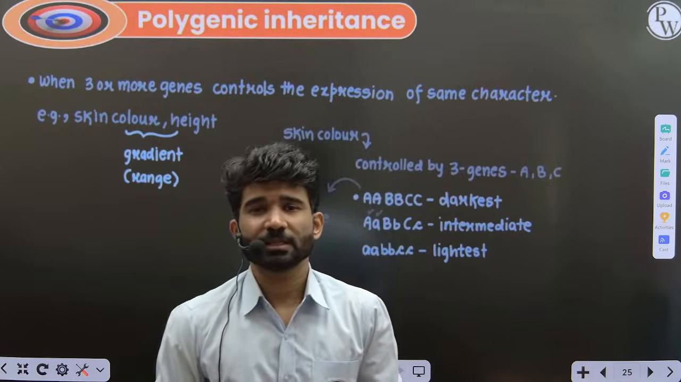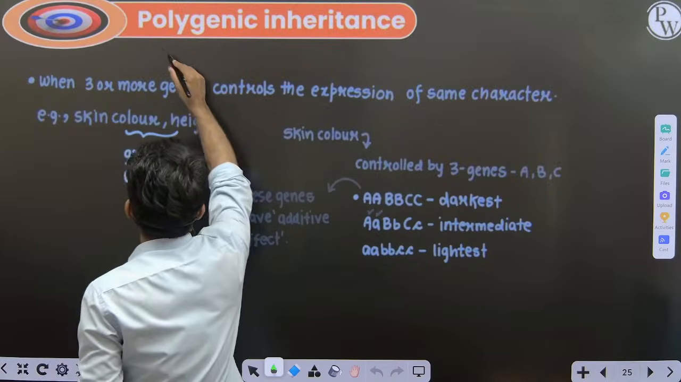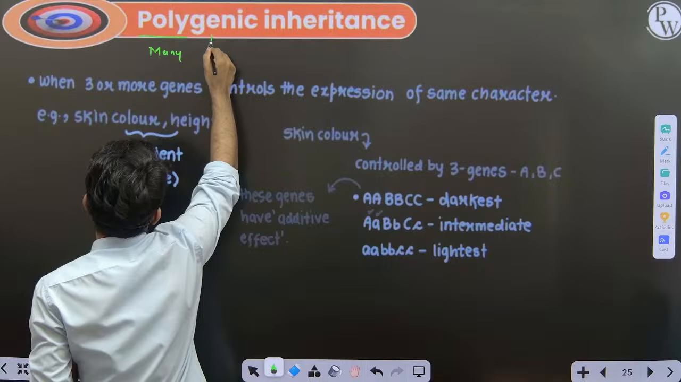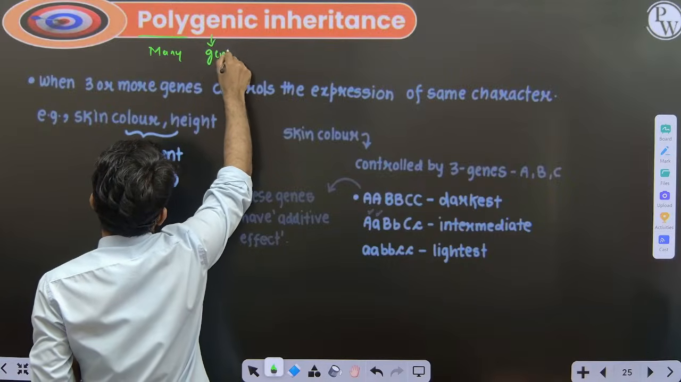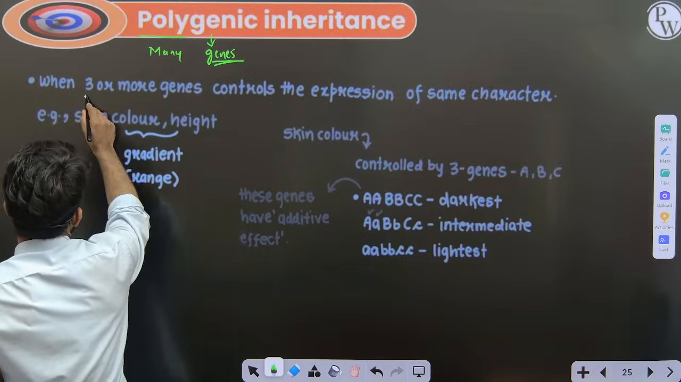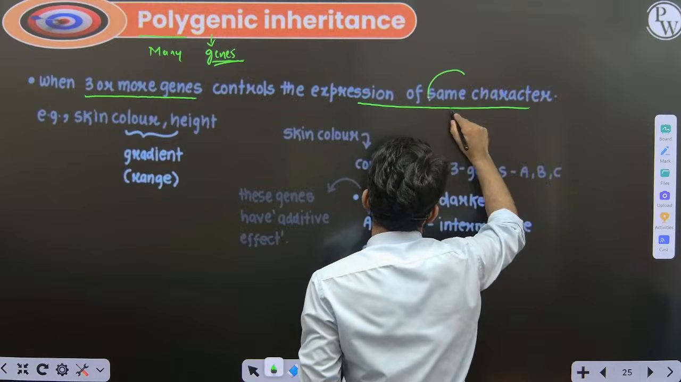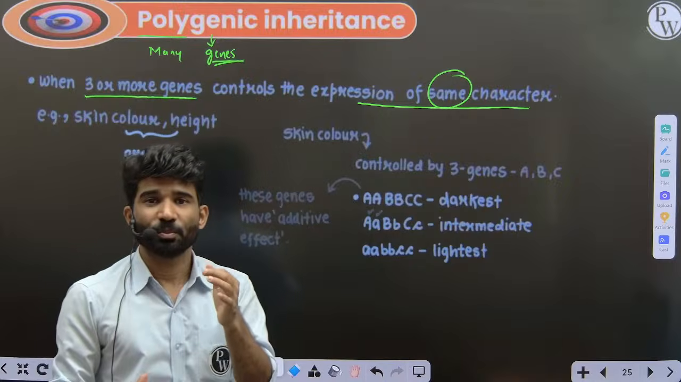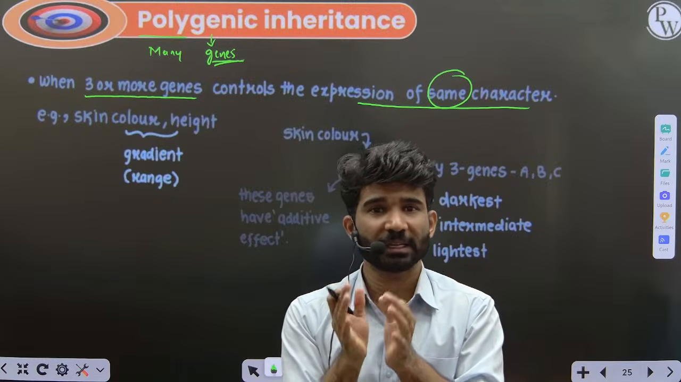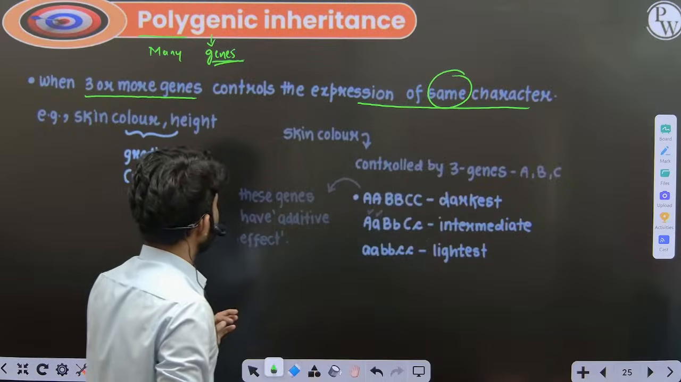So the next concept is polygenic inheritance. The name itself says poly means many. Many genes are controlling a character, where many genes control the expression of the same character. So it is exactly opposite to pleiotropy, right? What happens in pleiotropy? A single gene controls many characters, but here many genes control the same character. That is exactly opposite to pleiotropy.